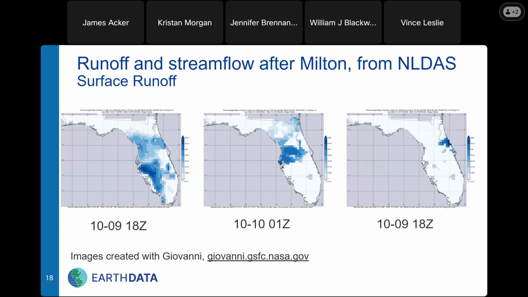Okay, and then it moved across and north following the track, and so the runoff then started to hit in the north central part of the peninsula, and this is on the 10th at 0.01Z. Okay, and then finally you can see as it was exiting, it dropped a lot of rain on the east coast, right near where the St. Johns River, which goes up here toward Jacksonville, originates. And so this was the last look, if you want to say so, for Milton at 18Z, and that should be on the 10th, not the 9th.